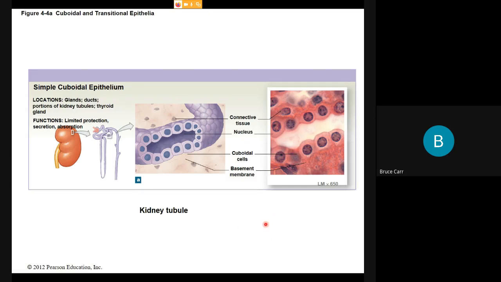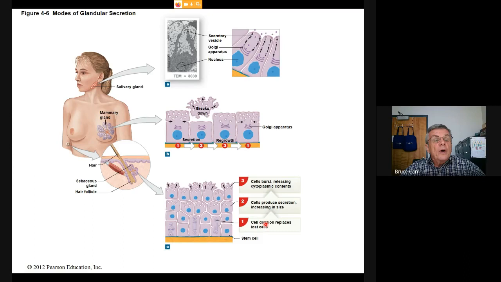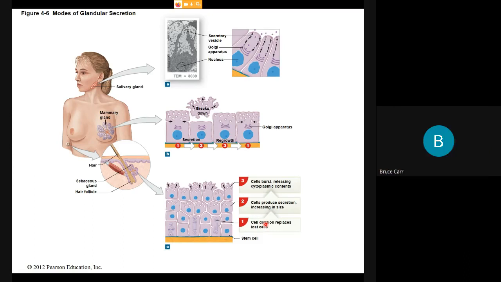So from simple cuboidal, we go to modes of glandular secretion. Because we said epithelial tissue gives rise to all our glands. We're going to look at the different ways that cells make their secretion and store it, and the different ways they release it. And there are three ways.